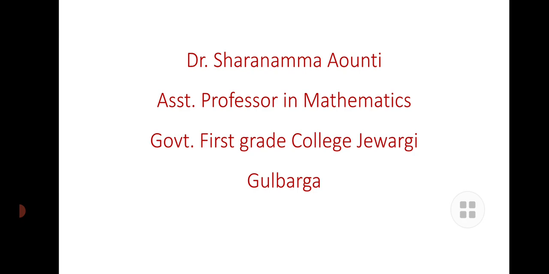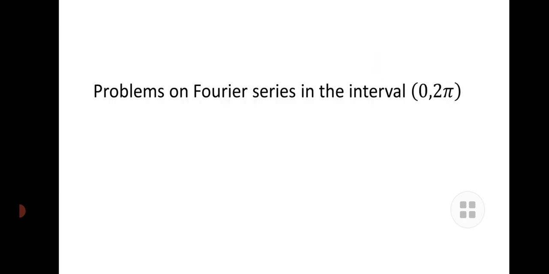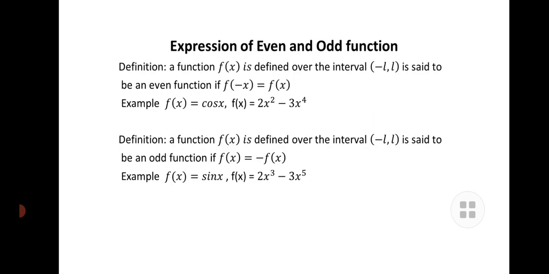In this video, we are going to study the Fourier series, with examples of odd and even functions in the intervals minus L comma L, 0 comma 2L, 0 comma 2 pi and minus pi comma pi. Before going to the example, first we should know the definition of even and odd function.